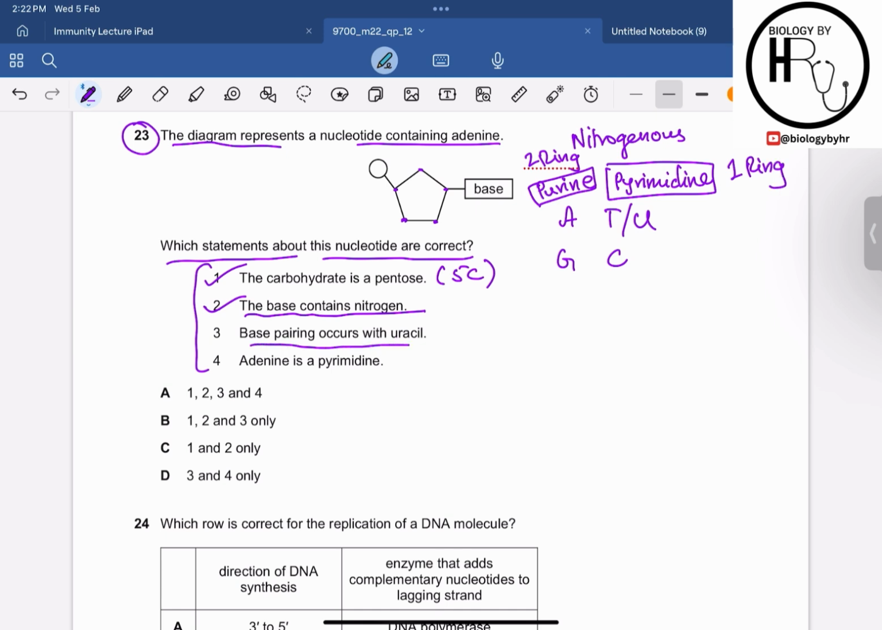Base pairing will occur with the uracil. If I talk about adenine, adenine base pairing can occur with uracil. Yes, it is correct, right? It can pair with thymine or uracil as well. So yes, it is correct. Adenine is a pyrimidine. No, adenine is not a pyrimidine. It is a purine, right? So hence the correct answer for this question 23 would be option B: 1, 2 and 3 are the correct statements.